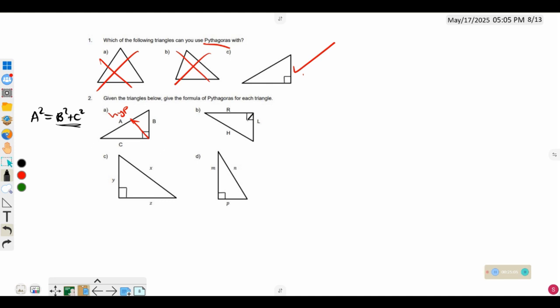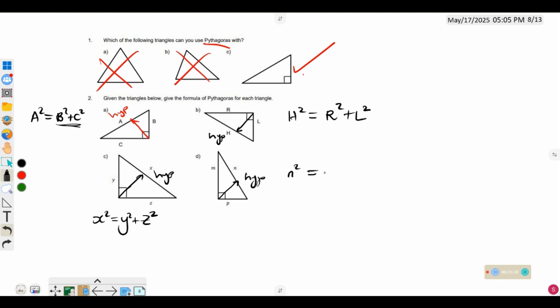Same thing, diagonal, extend further. This is your hypotenuse H. So by default, H squared will be equal to R squared plus L squared. Over and over again, diagonal side. Then your X is your hypotenuse, which means X squared will be equal to Y squared plus Z squared. Same thing, go for that. Hypotenuse, which is N, and this becomes N squared, which is equal to M squared plus P squared.